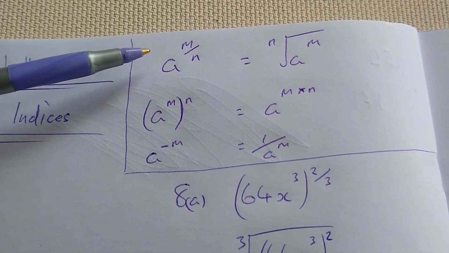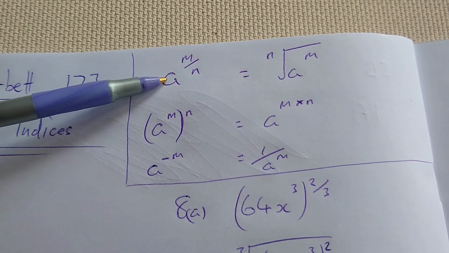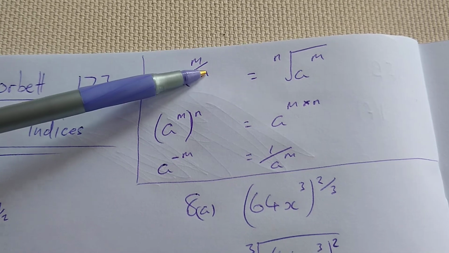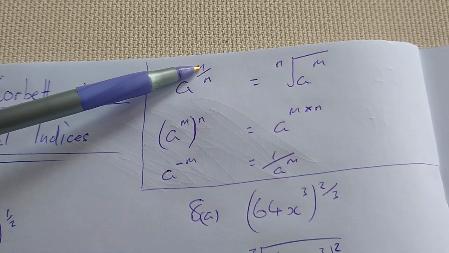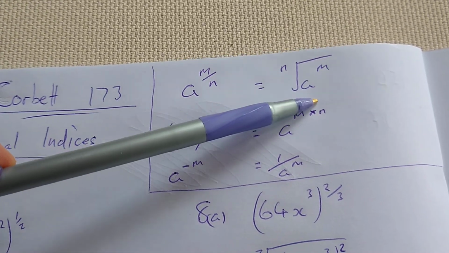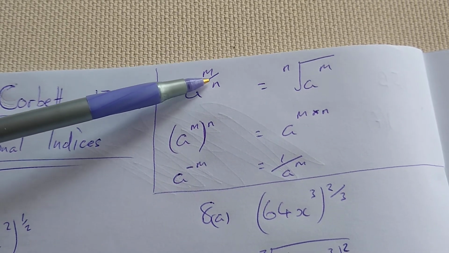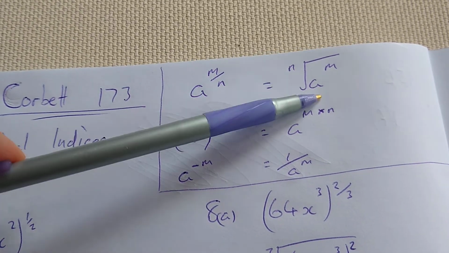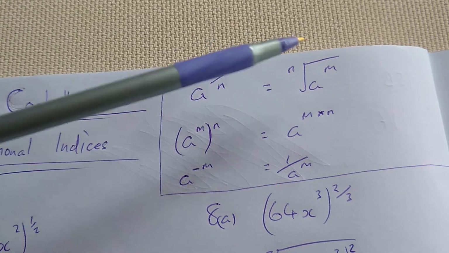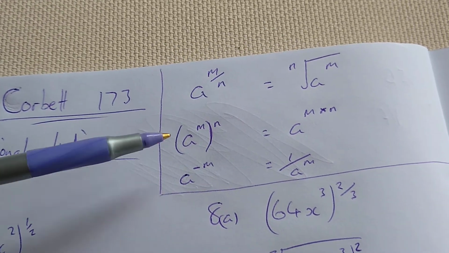But we're going to be using these three rules of indices. A to the power m over n. Well, the top number is the power, so a to the power m. The bottom number is the root, so it'll be the nth root of a to the power m. Remember, top number is the power, bottom number is the root.